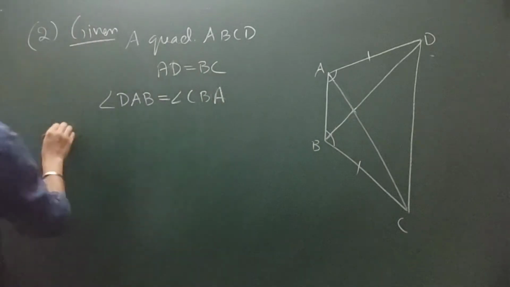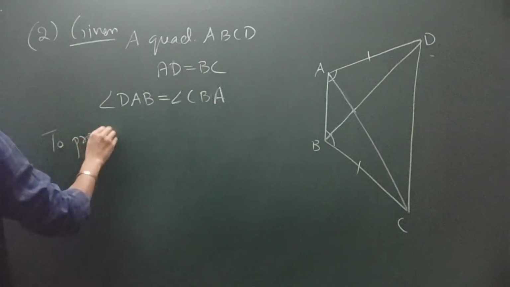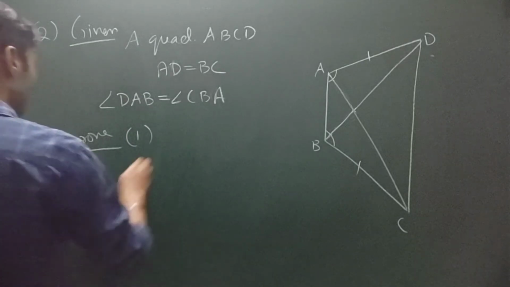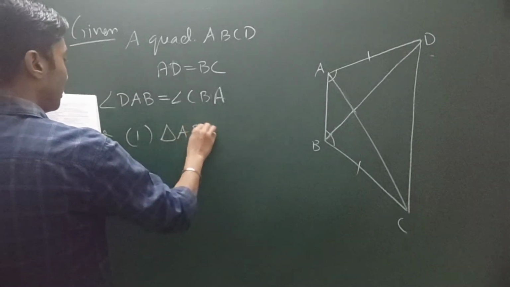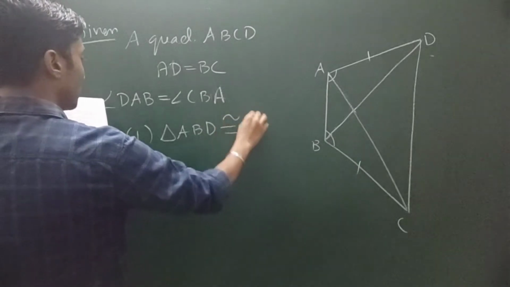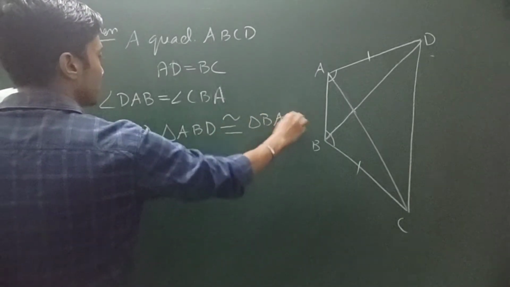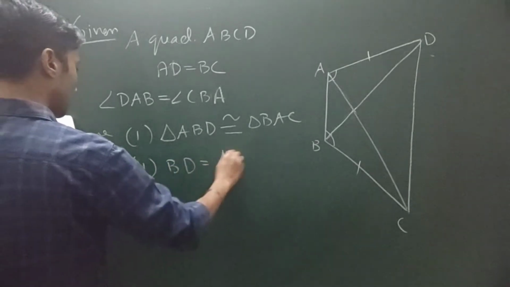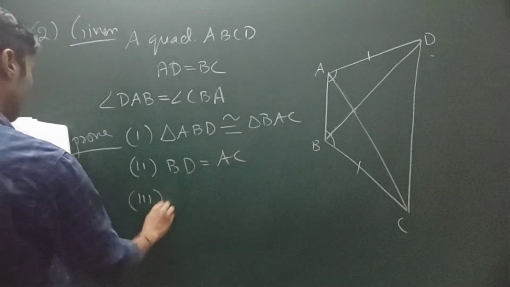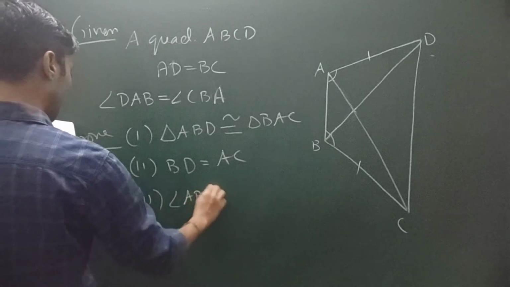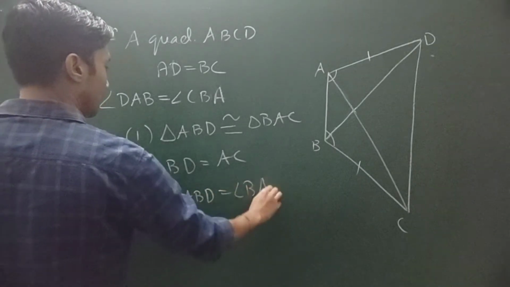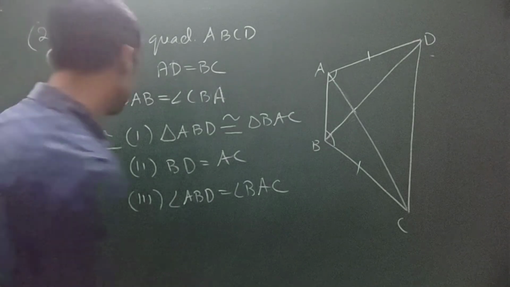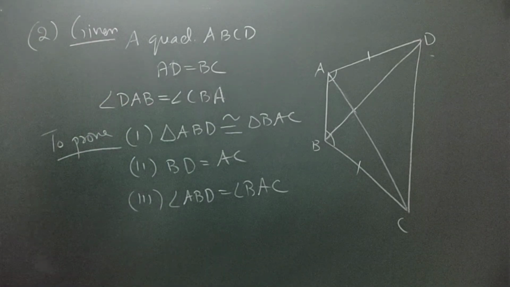So to prove, number one, what are we supposed to prove? I'll go number wise. Triangle ABD is congruent to triangle BAC. Let me just write it down. Second one, I have to prove that BD is equal to AC, and the third one, I have to prove that angle ABD is equal to angle BAC. Okay, these are the things that we have to prove in this question. So, how shall we prove?